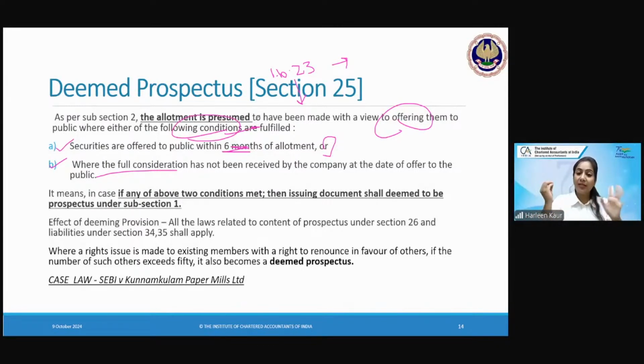If either of these points happen, it will be deemed to be a prospectus. So it says if any of the 2 conditions is met, the issuing document shall be deemed to be the prospectus under subsection 1. And what will happen? What is the effect of this deemed provision?